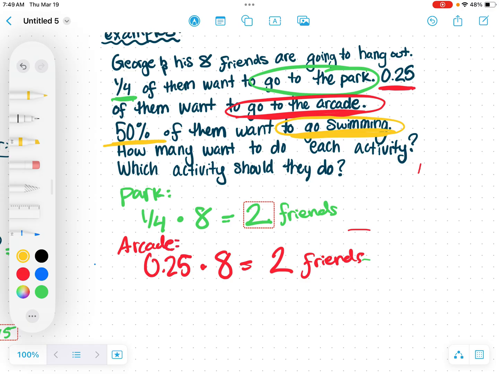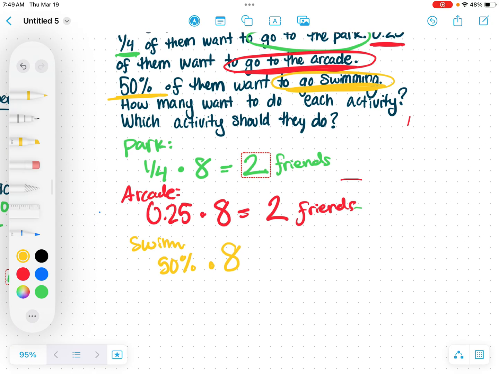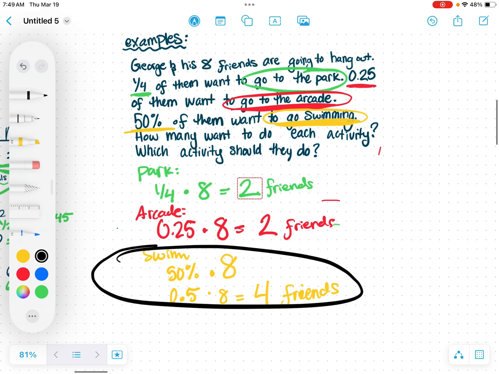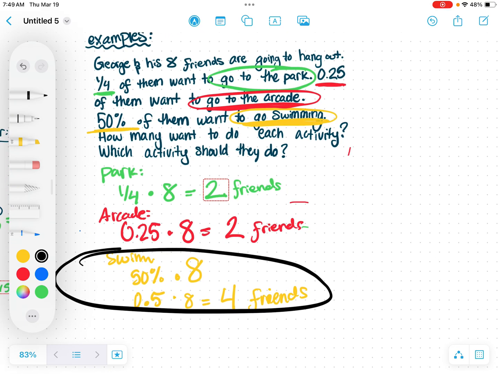Now what about swimming? Swimming is 50%. So we do 50% multiplied by our 8 friends. But we can't put percents directly into our calculator, so we would do it as a decimal, which is 0 and 5/10. Multiply it by 8, and we get 4. So, based on popularity, which activity should they do? They should do swimming, because most people would like to do swimming. And that is how we solve the word problems.